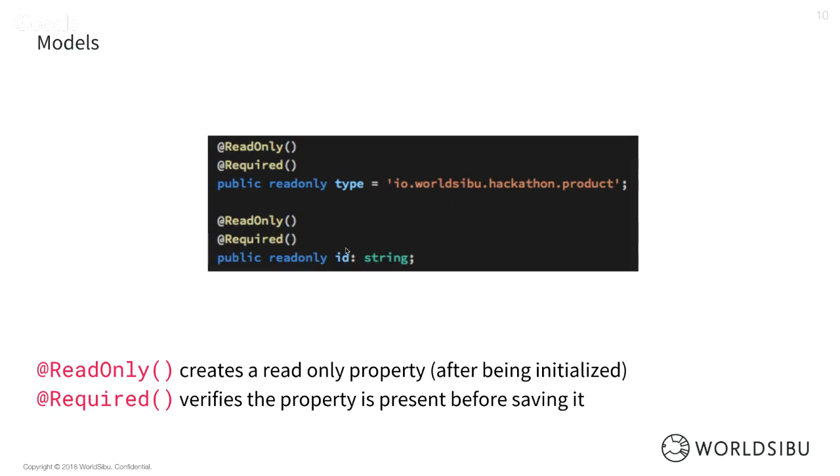You can also have a required field. The required decorator just makes sure that this property has a value before saving it into the ledger. So you can have operations where you are building a model and you still don't want to give a value to a property, but Convector will make sure that there is a value before saving it to the ledger. So it's pretty useful.